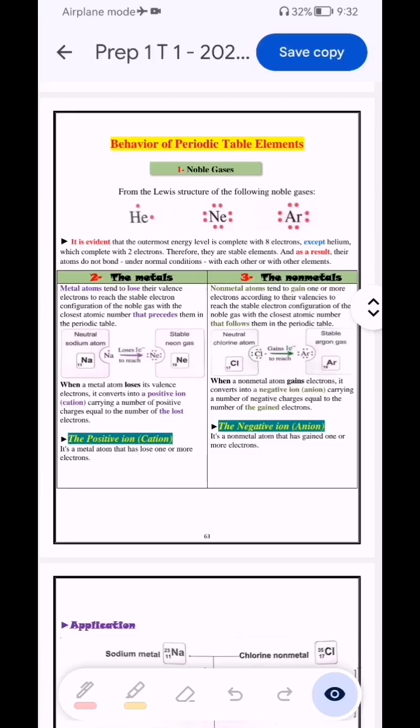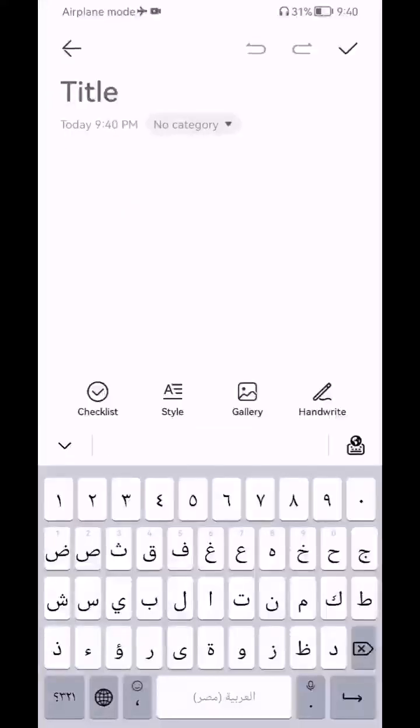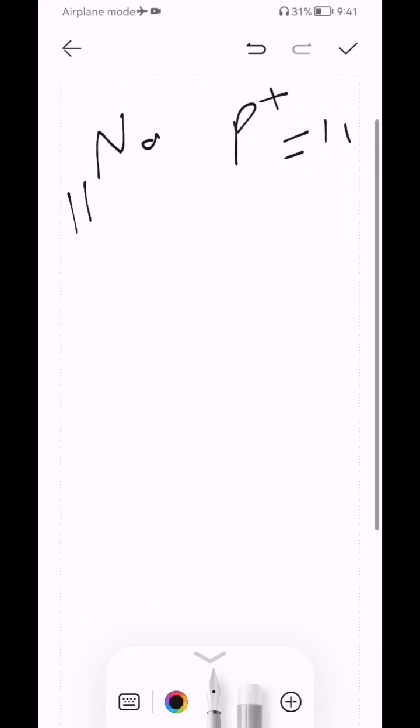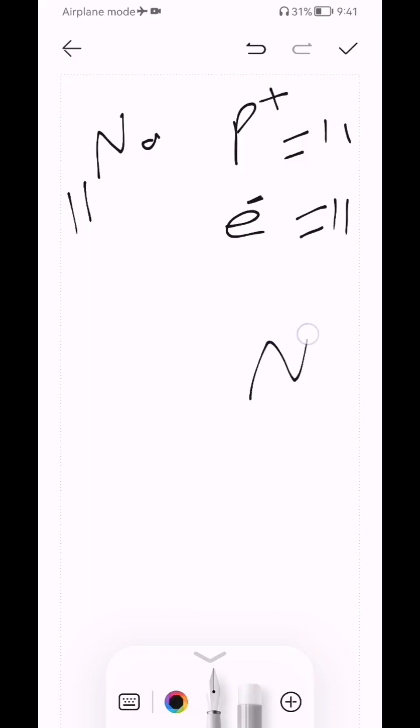For example, sodium, Na. Sodium contains what? The atomic number of sodium equals 11. That means the number of protons, positive protons, equals 11, and because the atom is neutral, the number of electrons equals 11 also. That's in the atom of sodium. Now sodium needs to reach the stable electron configuration of the closest inert gas. The closest inert gas to sodium is Ne, neon 10.